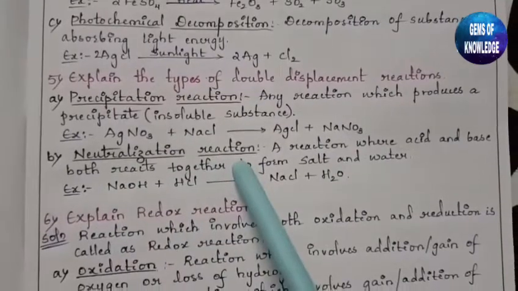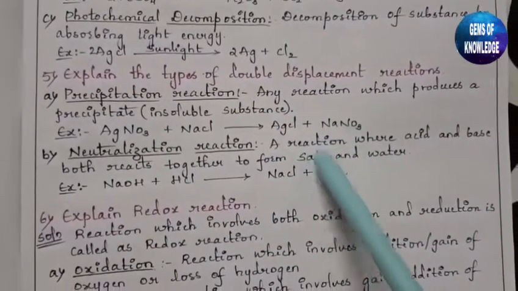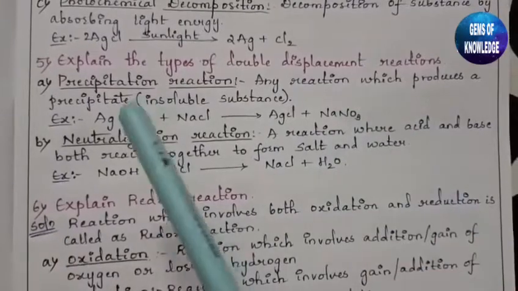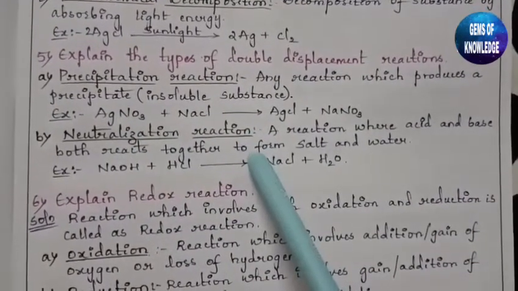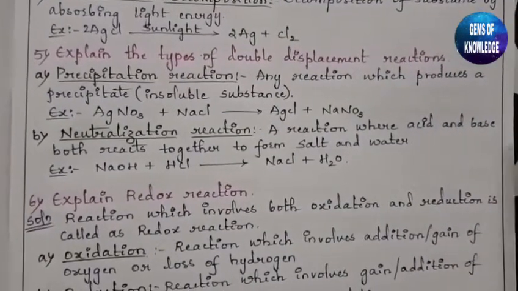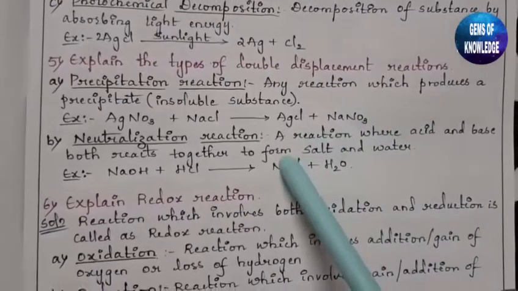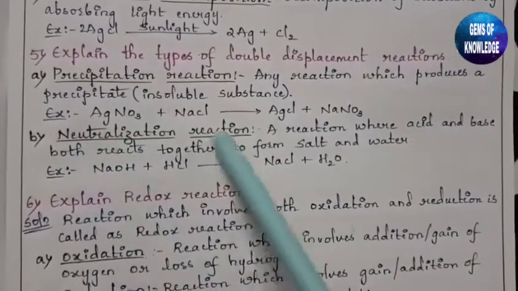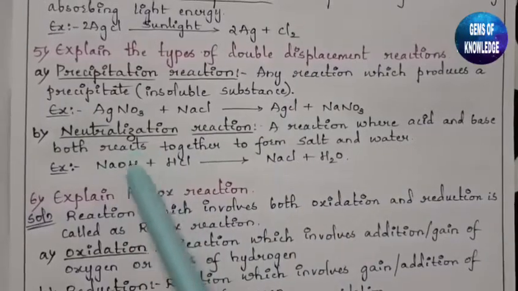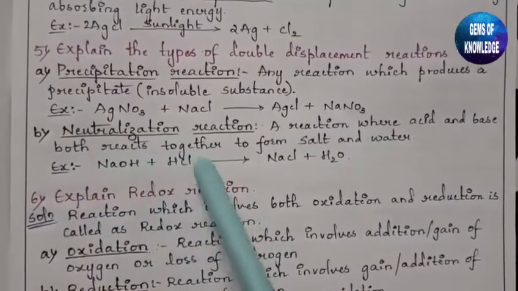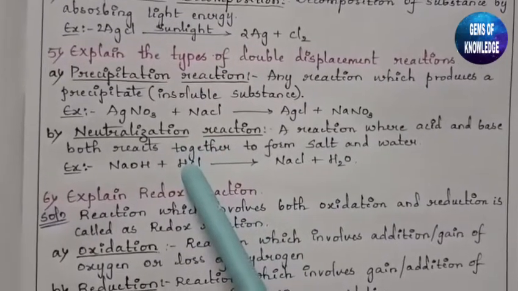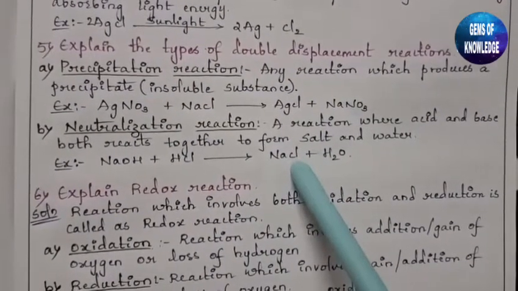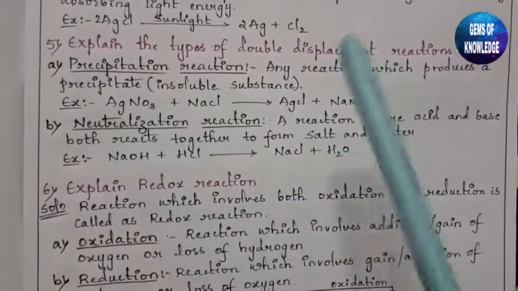Next one is the neutralization reaction. So what is a neutralization reaction? A reaction where acid and base both react together to form salt and water. This process is called a neutralization reaction. You are going to learn this equation in your second chapter, acids, bases and salts. There you will learn this completely. Here you need to remember, when you add acid as well as base, you get salt and water. This condition is your neutralization reaction. NaOH is the base, sodium hydroxide, and HCl is the acid, hydrochloric acid. When you mix both, you get salt, that is NaCl, sodium chloride. Salt and water will be liberated. So this is your neutralization reaction.